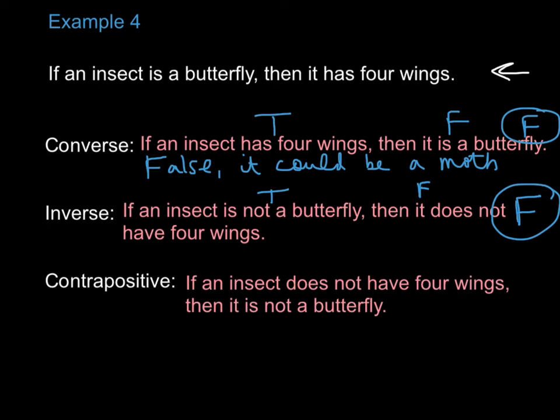The contrapositive. If an insect does not have four wings, then it is not a butterfly. Since butterflies have to have four wings, you're saying if an insect does not have four wings, then it is not a butterfly. Absolutely, that's true. Because if an insect doesn't have four wings, well then it can't be a butterfly because butterflies have four wings. So that's true. So in the example that we just did with the butterfly and the moth, the conditional statement, which is your original one, and the contrapositive are both true. And the converse and inverse are both false.